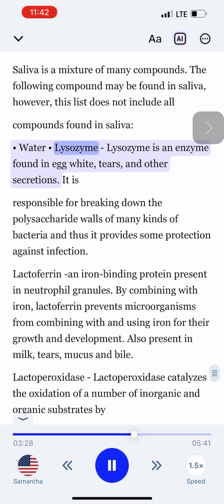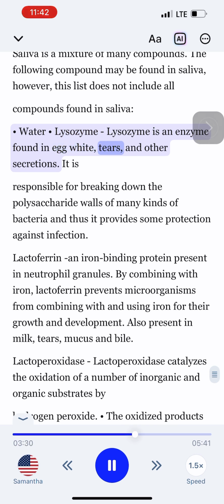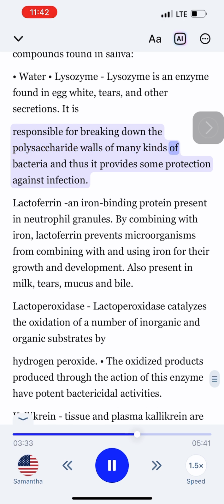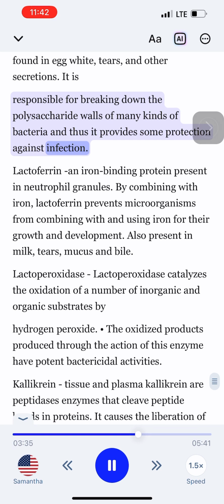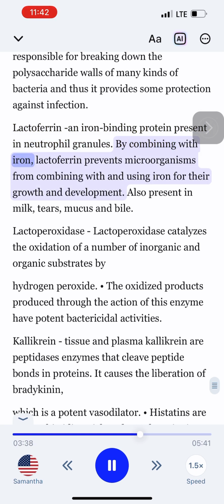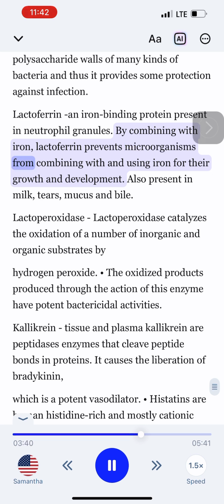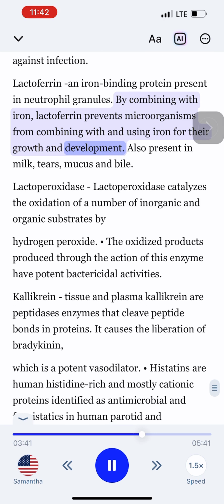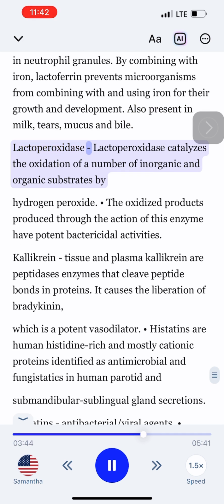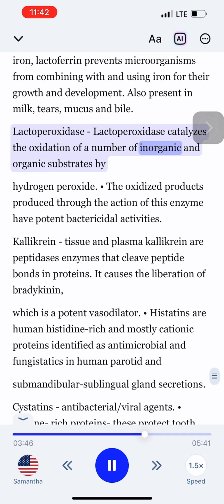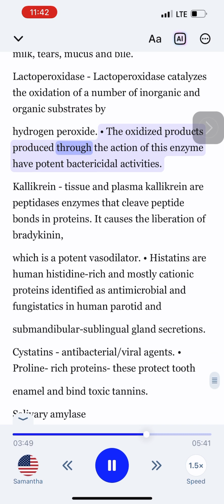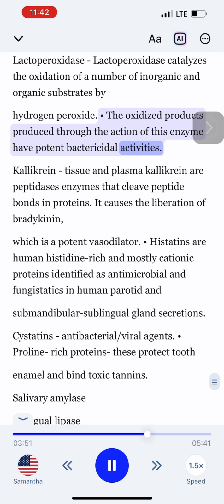Water. Lysozyme. Lysozyme is an enzyme found in egg white, tears, and other secretions. It is responsible for breaking down the polysaccharide walls of many kinds of bacteria, and thus it provides some protection against infection. Lactoferrin, an iron-binding protein present in neutrophil granules. By combining with iron, lactoferrin prevents microorganisms from using iron for their growth and development. Also present in milk, tears, mucus and bile. Lactoperoxidase. Lactoperoxidase catalyzes the oxidation of a number of inorganic and organic substrates by hydrogen peroxide. The oxidized products produced through the action of this enzyme have potent bactericidal activities.